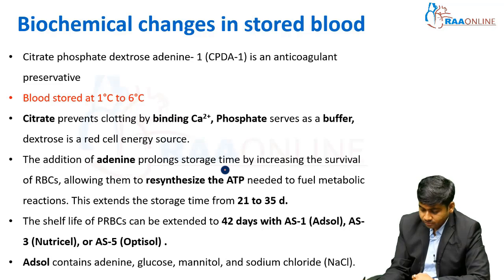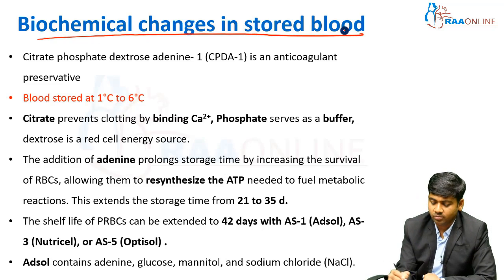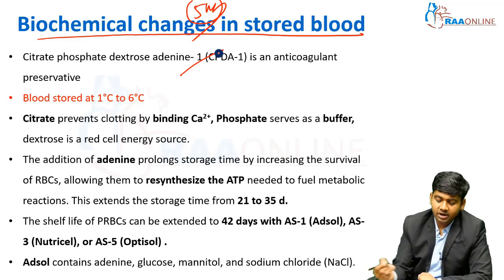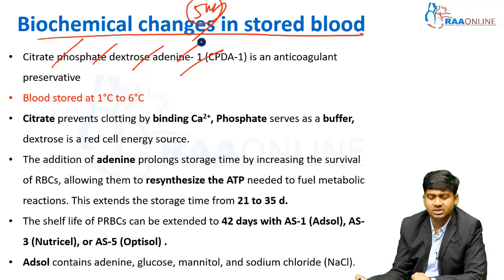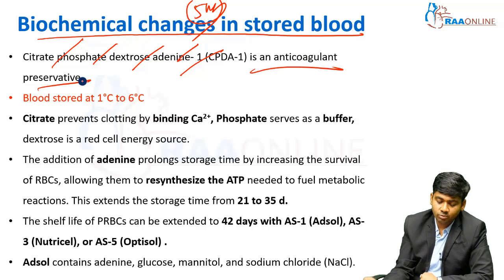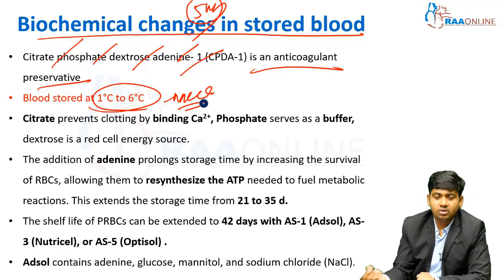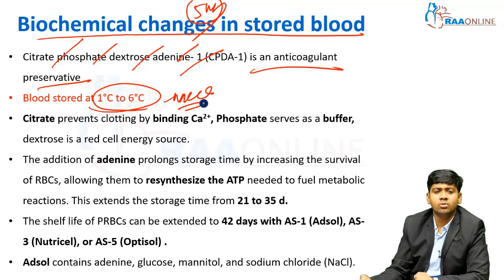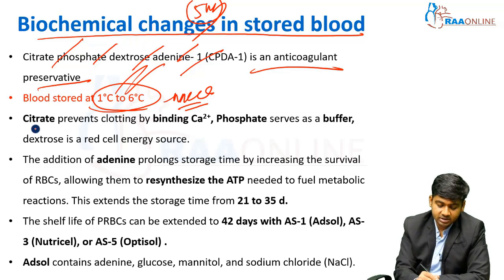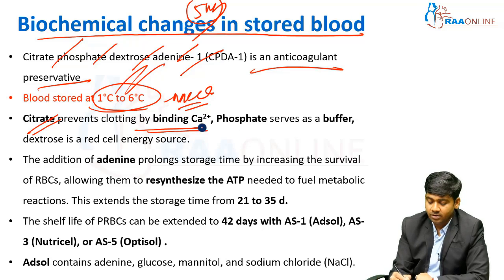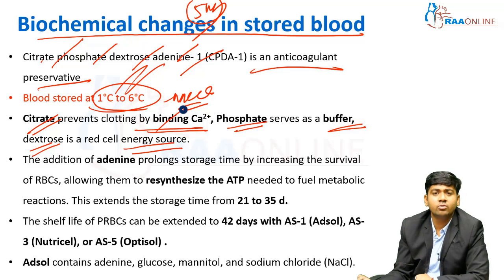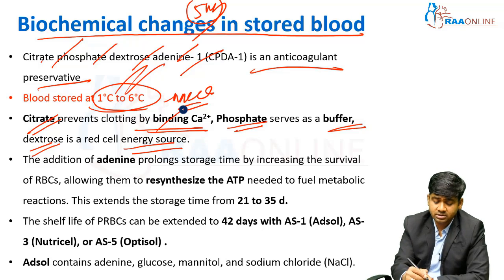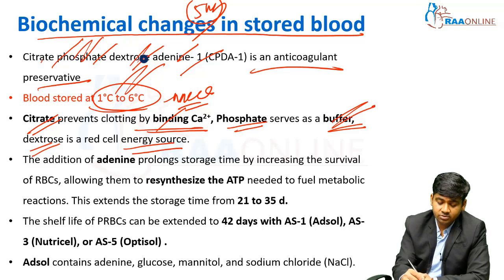Now we discuss the biochemical changes in stored blood. It is also a 5 marks question. Blood is mostly stored in CPDA-1, that is citrate, phosphate, dextrose, adenine, an anticoagulant preservative. It is mostly stored at 1 to 6 degrees Celsius. It is an MCQ: 2 to 8, 8 to 10, or 10 to 12 degrees Celsius? The answer is 1 to 6 degrees Celsius. The citrate prevents clotting by binding calcium. Phosphate serves as a buffer, and dextrose serves as a source of energy. So citrate binds to calcium, decreases the calcium level, and helps in anticoagulation.